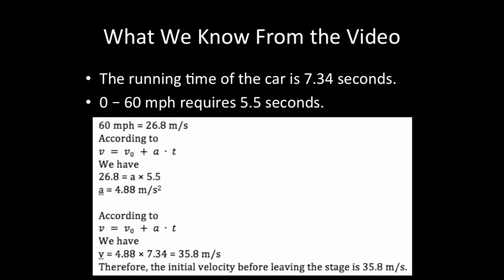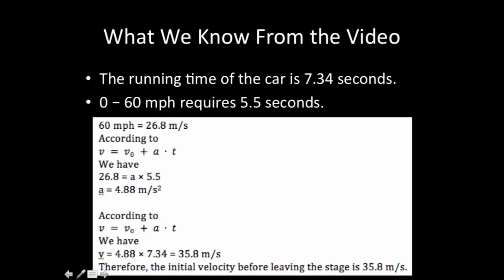Okay, so we can see that according to this video, I made a timing of the running time of the car. It's 7.34 seconds. And from the picture before, we know that the acceleration of the car from 0 to 60 miles per hour requires 5.5 seconds. According to these two factors, we can calculate the initial speed of the car.